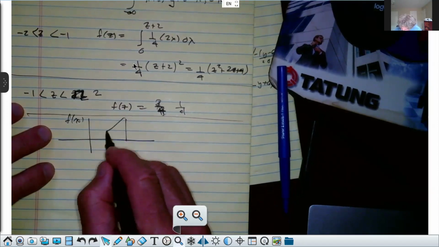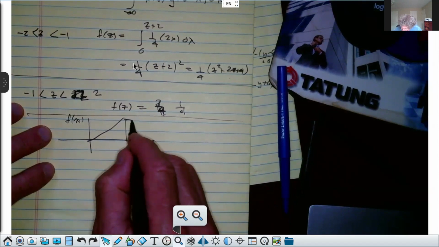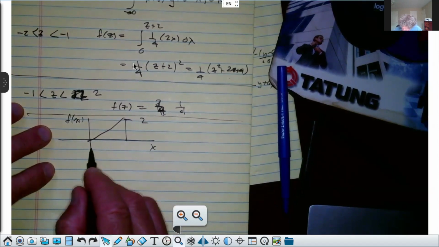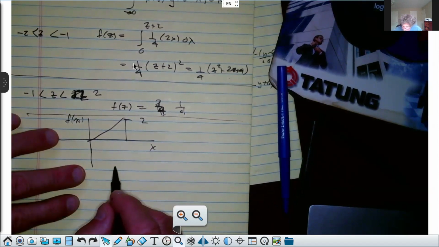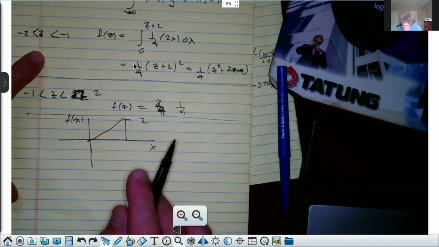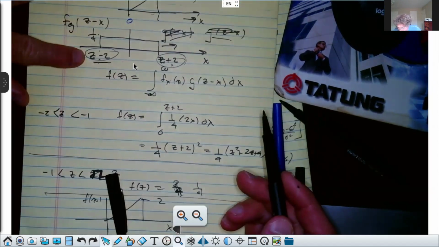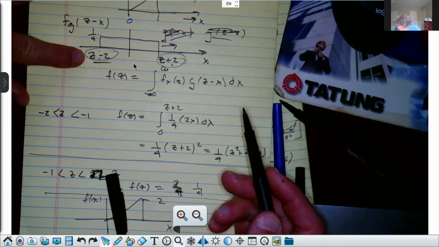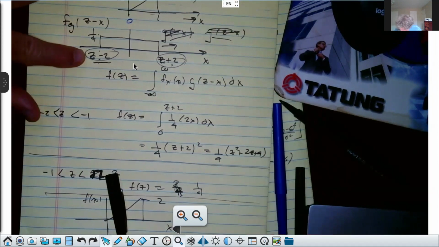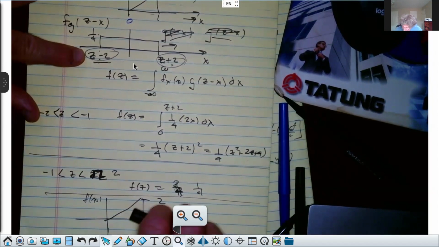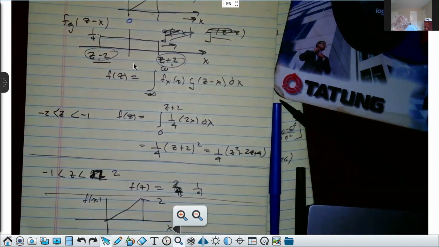I want to make sure you see this. This is versus x, has a height of 2. Now the curtain's moving, but now the lower bound is z minus 2 right here, right? Now when z is greater than 2, think about it. When z is greater than 2 but less than 3, here's what this thing looks like.